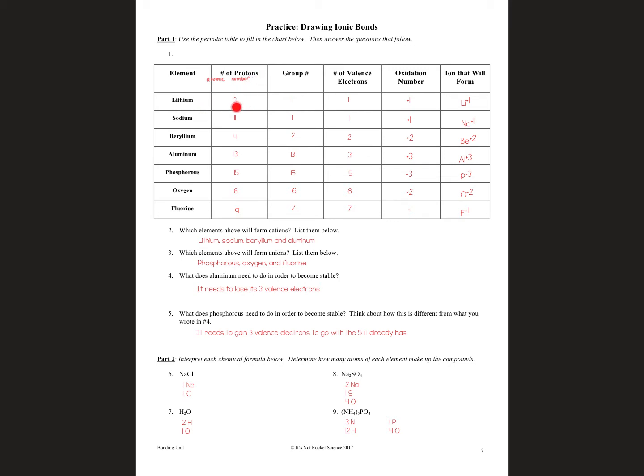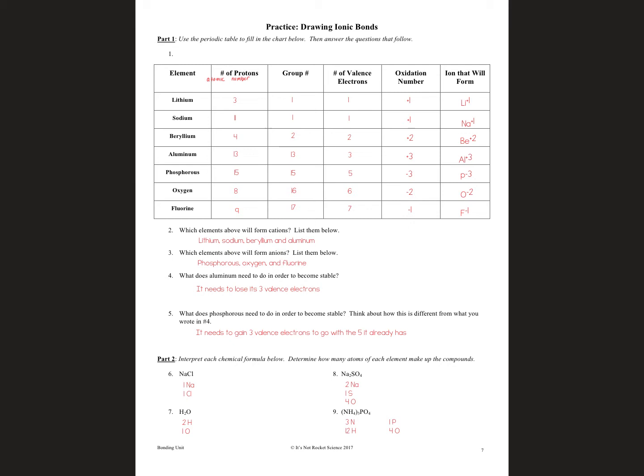Lithium is element number 3. It's in group number 1. Remember, groups go this way on the periodic table, up and down. Since it's in group 1, it has 1 valence electron. Anything in group 1 will have an oxidation number of +1, because it's going to lose that 1 valence electron to become stable, which means the ion is Li with a superscript of +1. Make sure you're writing those oxidation numbers as a superscript here.